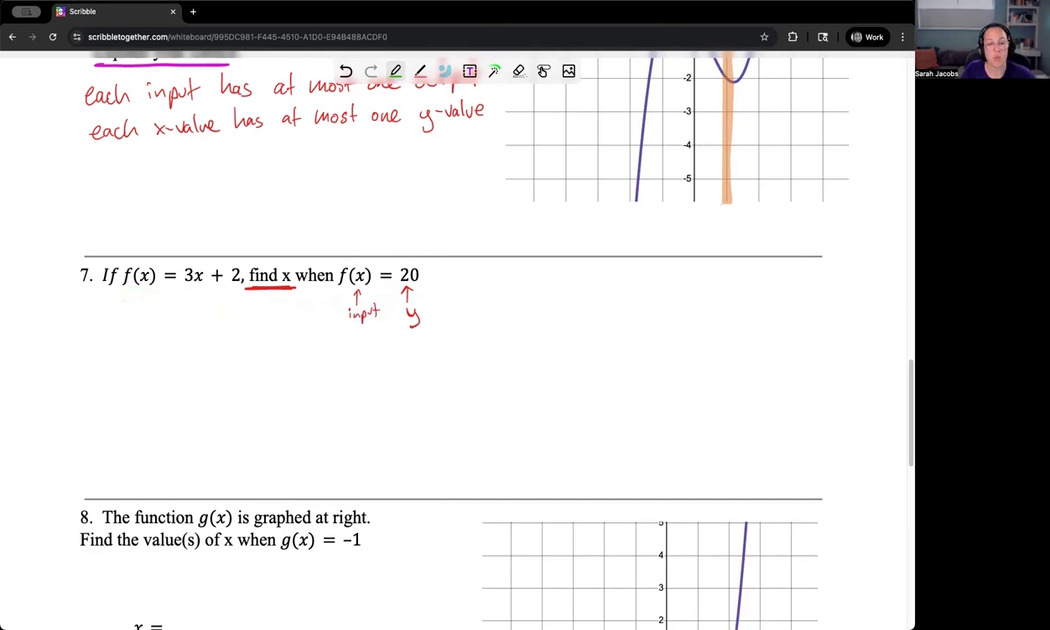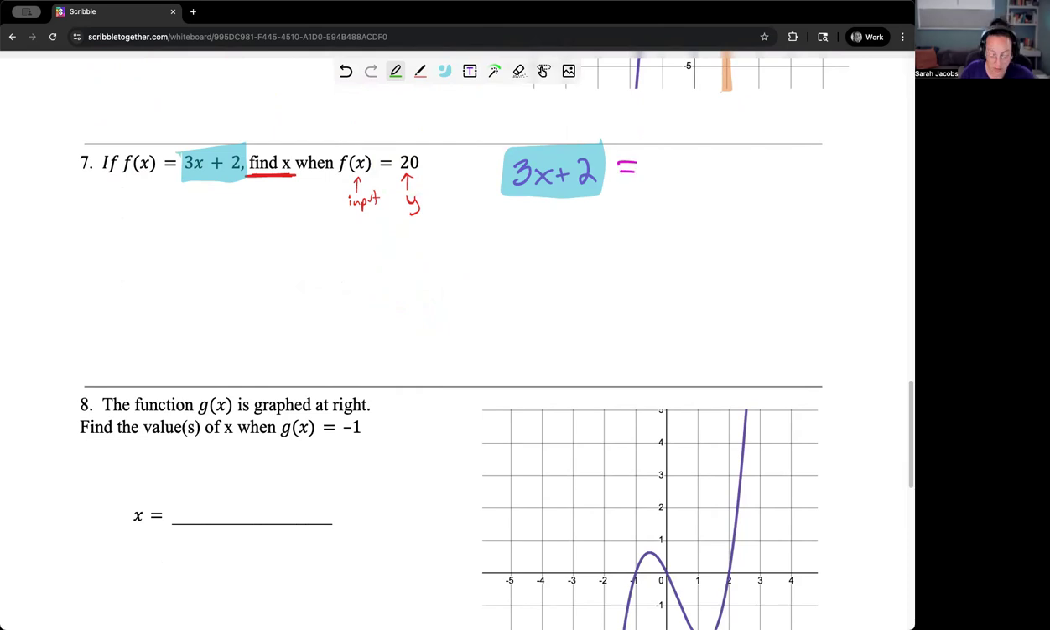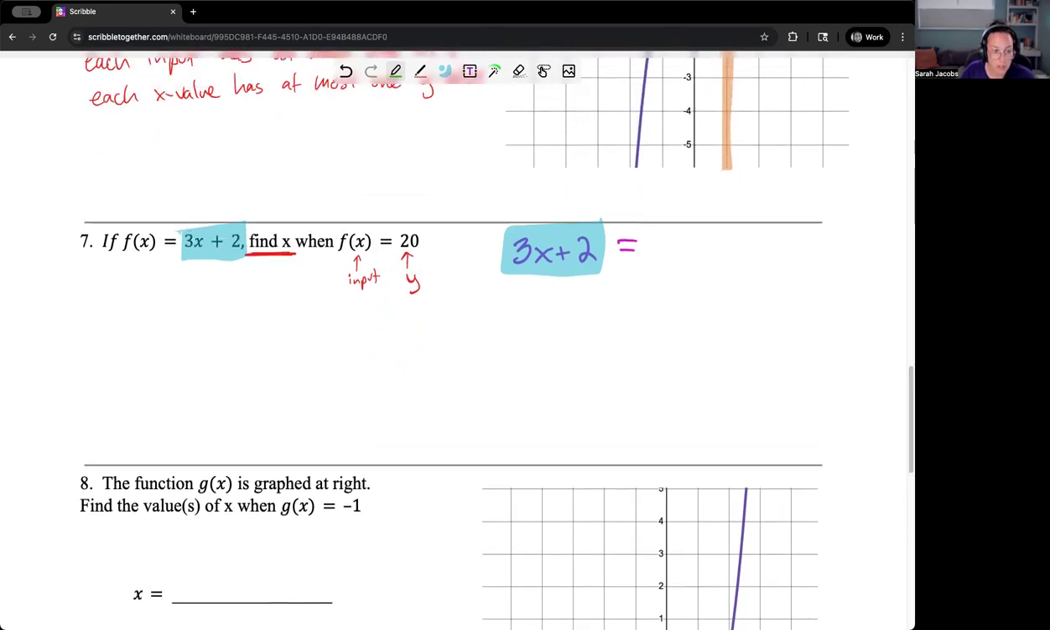So we want to know what value of x will produce an output of 20. The ideal way to set this up would be to say 3x plus 2, that is this part, the 3x plus 2, is equal to the output of 20. And that is this 20 right here. So we set the function rule equal to the output.